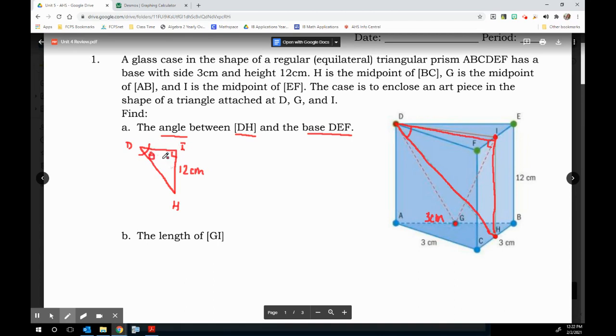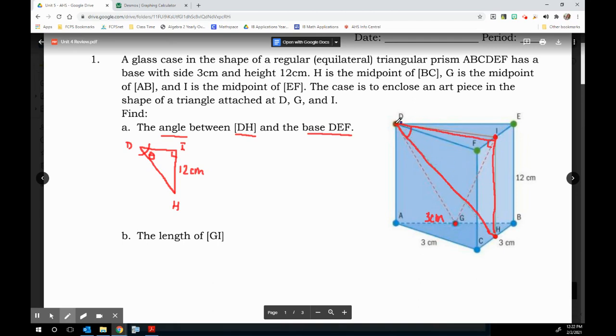So now the question is, if I'm looking for that angle, I only have one side right now. So I need to figure out more pieces to this puzzle to figure out either D to I or D to H in order to use right triangle trig. So looking back at my 3D figure, D to H is right in the middle of the prism. So I'm not going to be able to easily find it.